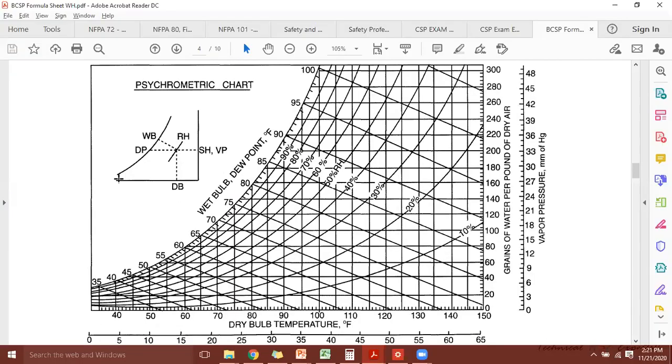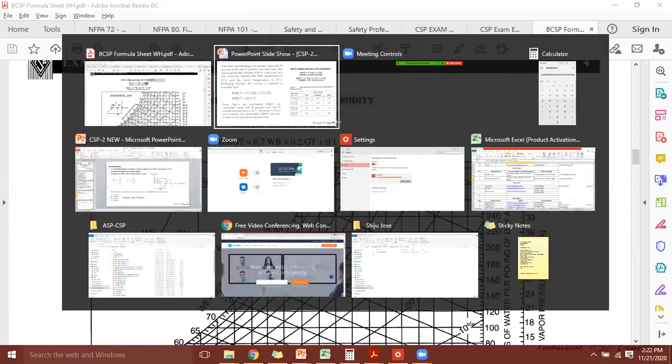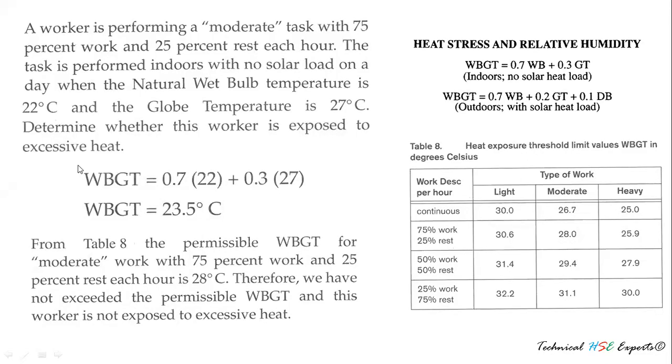Go back to our formula sheet. Here they clearly mention there is no solar load, so we will go with the first formula. If there is a solar load, we need to go with the second formula. The wet bulb value and the globe temperature value are given, so directly use the formula to identify the WBGT value.